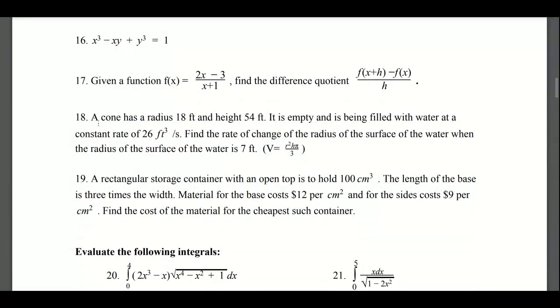So 18 is saying a cone has a radius of 18 feet and a height of 54 feet. It's empty and it's being filled with water at a constant rate of this much. Find the rate of change of the radius of the surface of the water when the radius of the surface of the water is 7 feet. Okay.